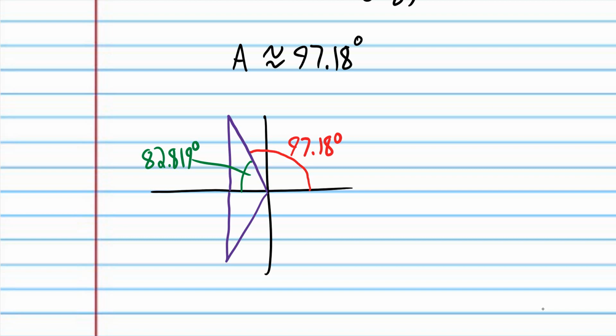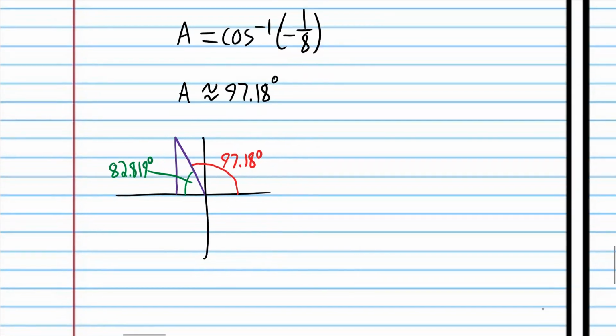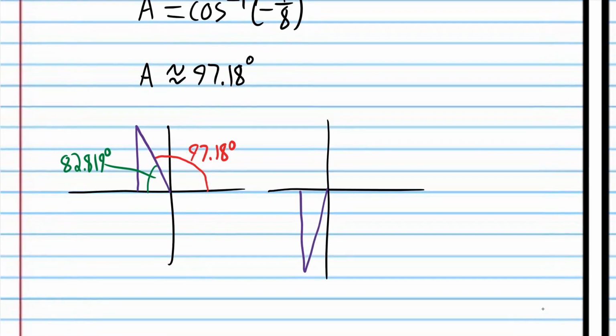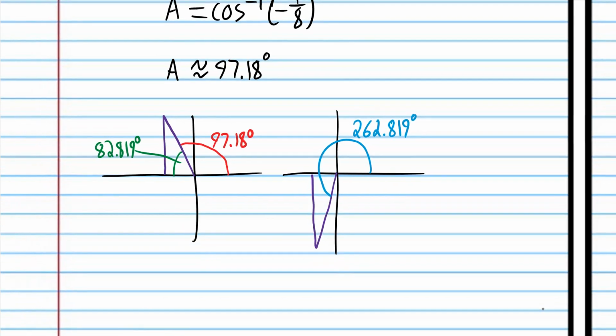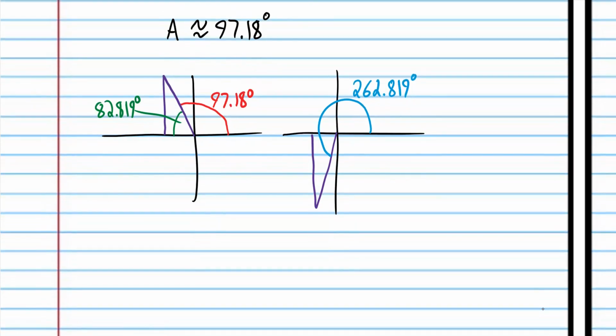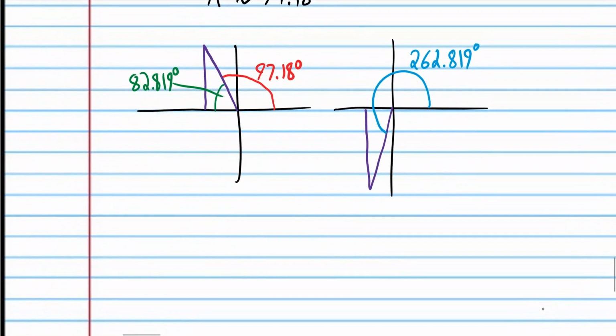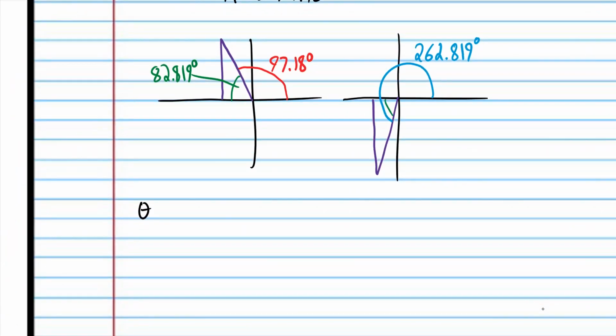we'll get the angle that terminates in the third quadrant. So that'll be this angle here. So 82.8198 plus 180 equals 262.819 degrees. And those are not the solutions, because we have to convert to radians.